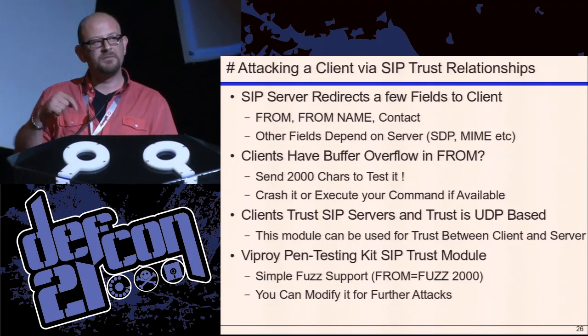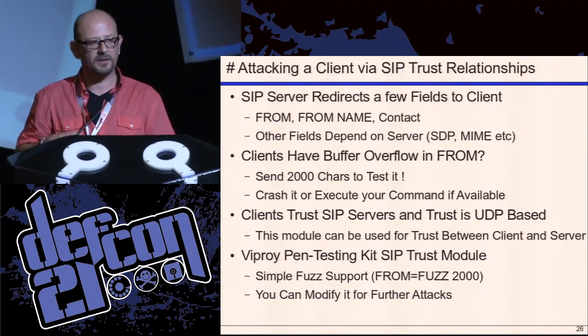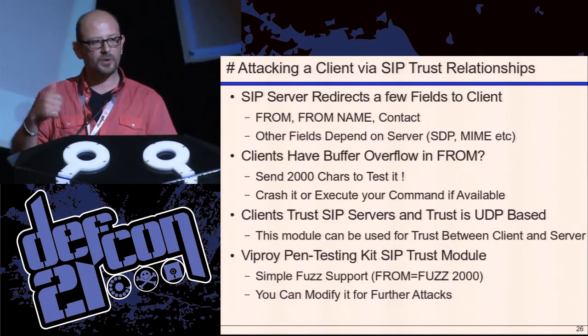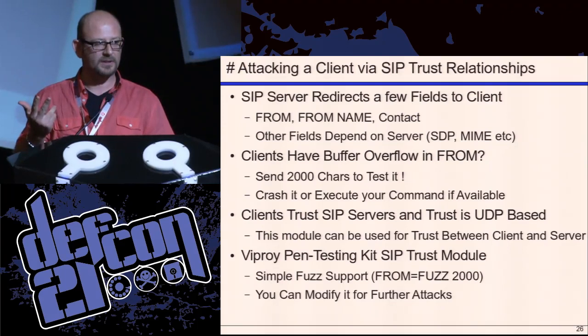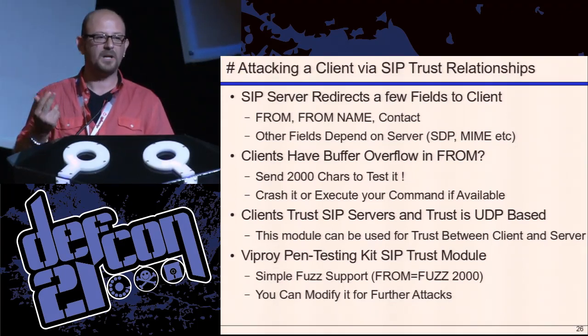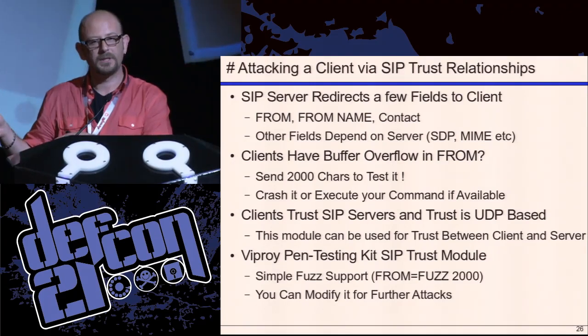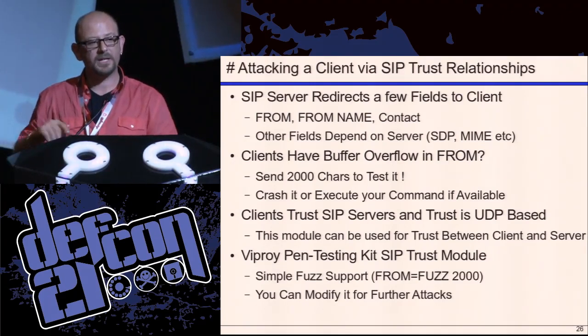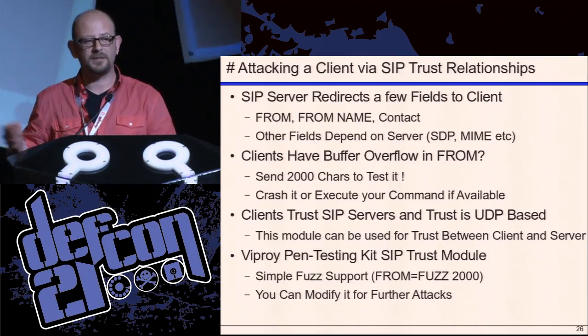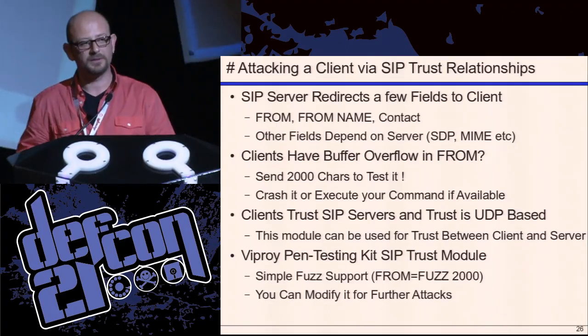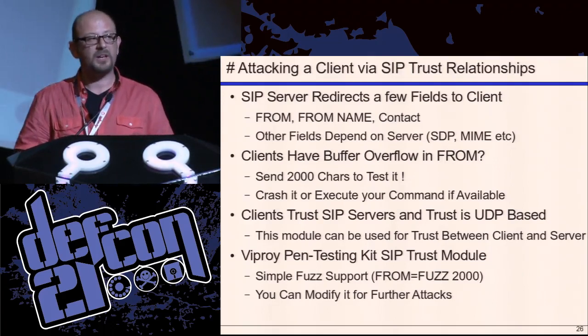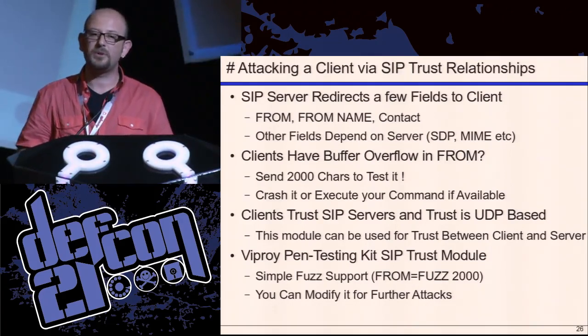When we send this invite request or message request, we have a few features. From, from name, and contact fields will be the same. We can send this request to a remote server and the remote server redirects these fields to the client. So we can fuzz it or crash it with many A's in the from field, from name field, or contact field. Also, we have message support, so we can exploit this vulnerability over message too.